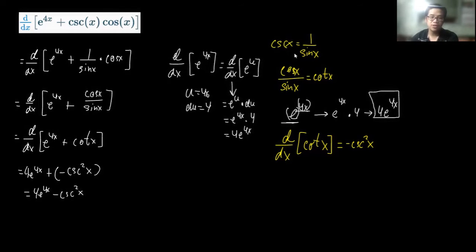Recall that cosecant x is equal to 1 over sine x. So to make things even more simplified, this will become 1 over sine squared of x. That's my final answer. So basically, guys, in here, e raised to 4x, I already introduced you to two methods. The first one is algebraic substitution, and the other is the direct approach of finding the derivative of this particular function.